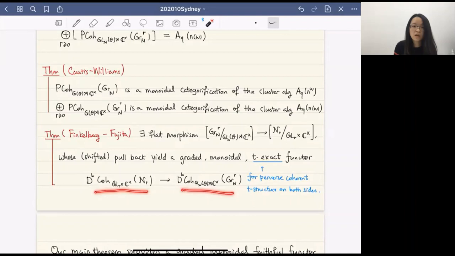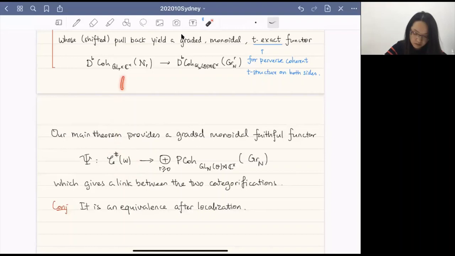So our theorem went from this C sharp W, which is a subcategory in this CW that Kang-Kashiwara and Kim-Oh-Park used to categorify this quantum cluster structure. So our equivalence was from this category to the perverse coherent sheaves on the nilpotent cone. And then you use this functor to go to the perverse coherent sheaves on the affine Grassmannian.